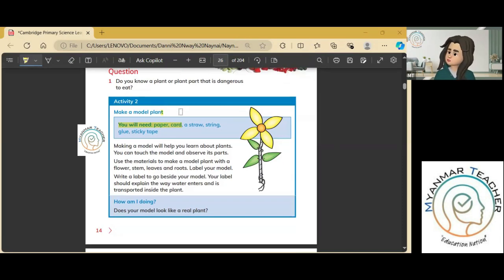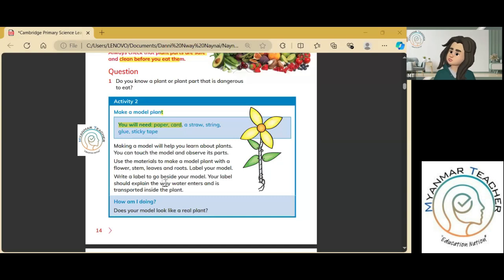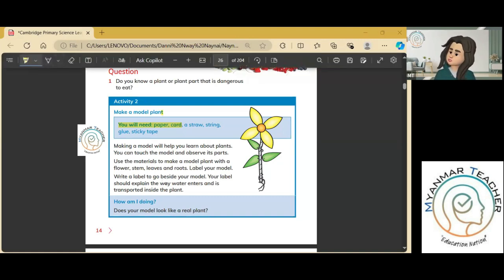Getting started, we're going to do this model plant. You can do this at home, and then when we post this, you can put this in the comments so we can see. I'd love to see this. You will need paper, card, a straw, string, glue, and sticky tape.